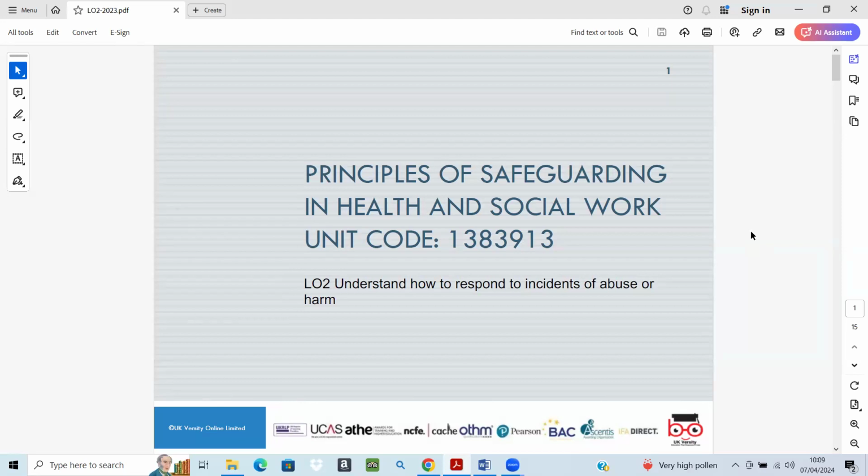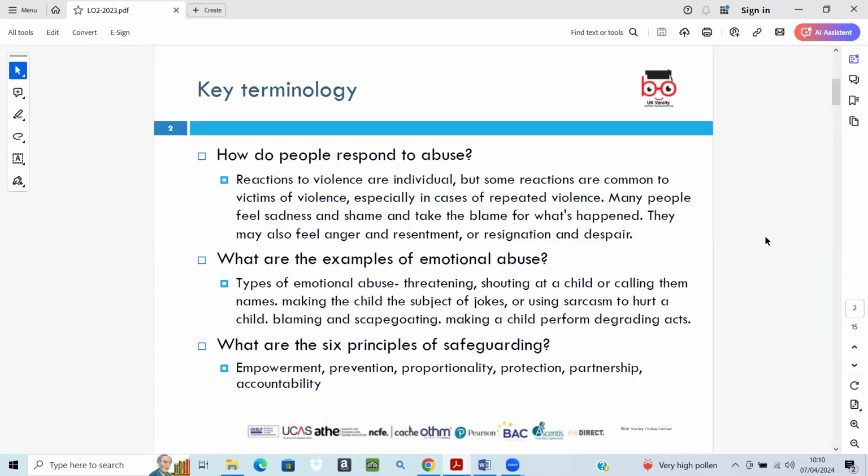What exactly happened? We cannot add any story into that or any other additional information. We can't assume anything. What we have seen, we have to reflect it, we have to write it as it is. So I hope you understand these points. These are the main important points regarding the principles of safeguarding in health and social care, and how to respond to incidents of abuse or harm.